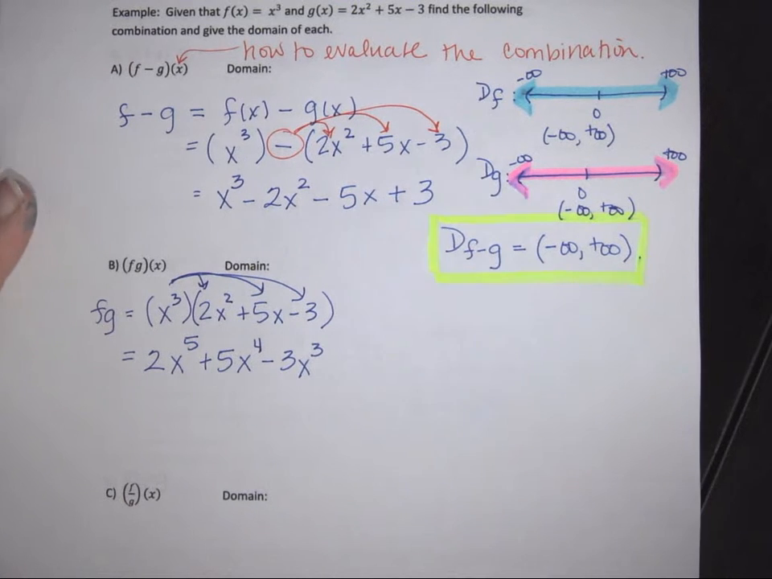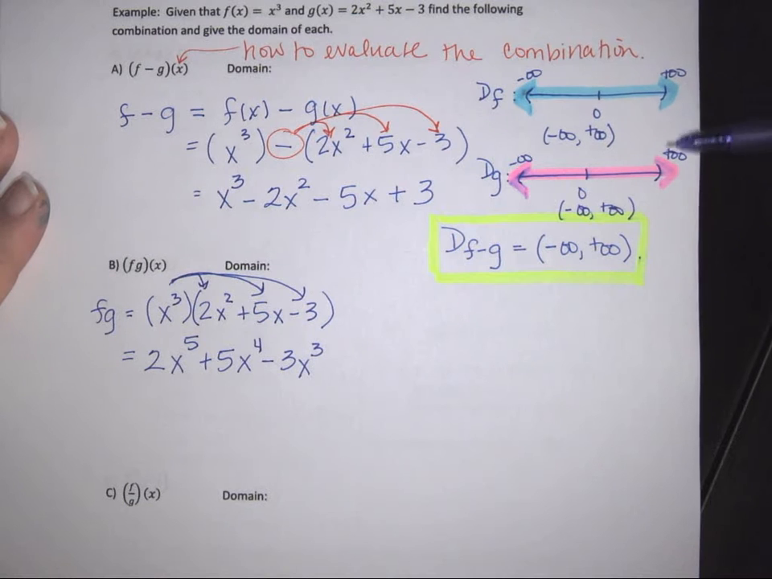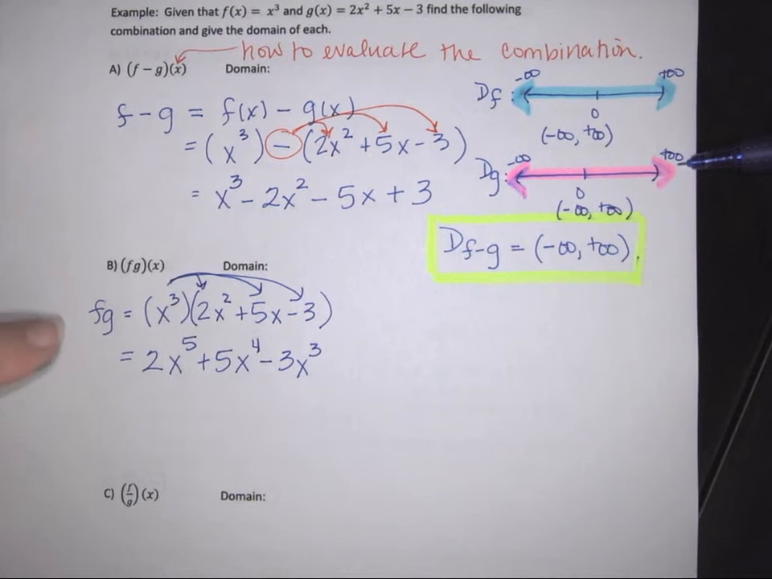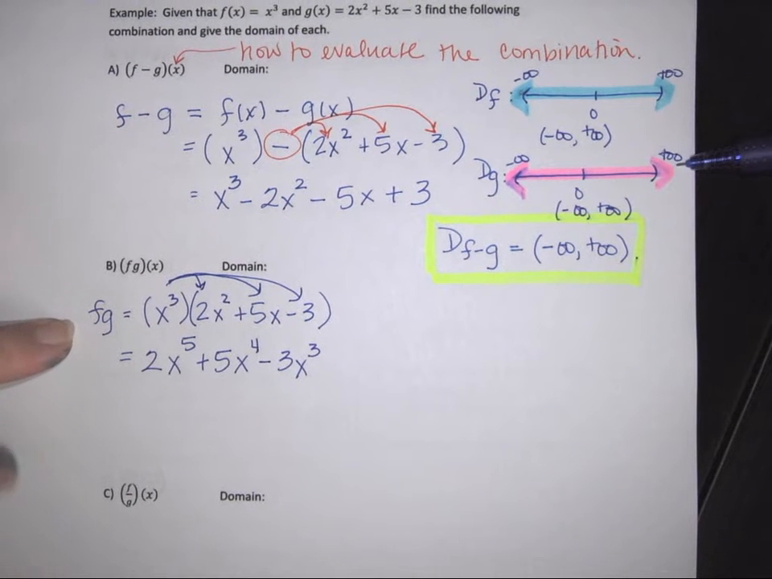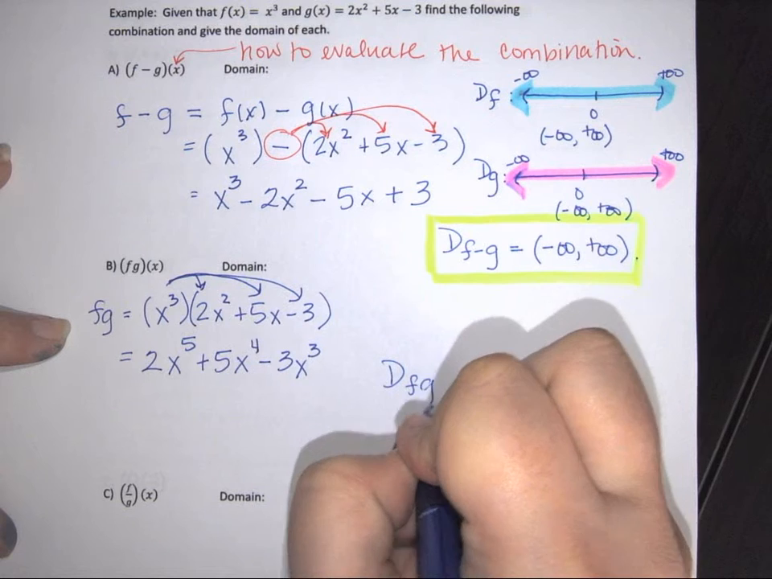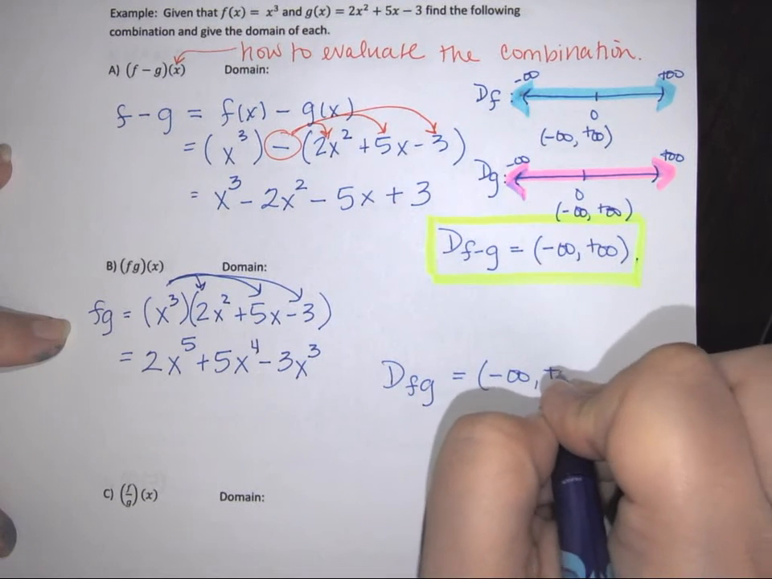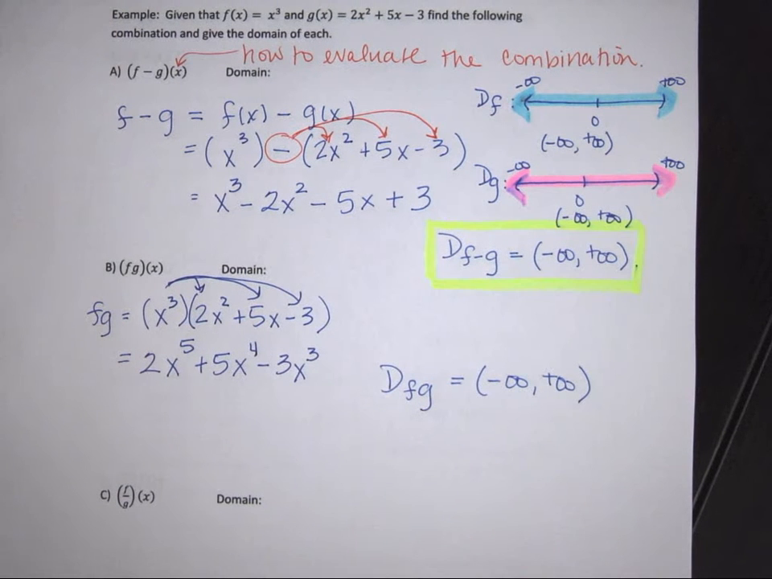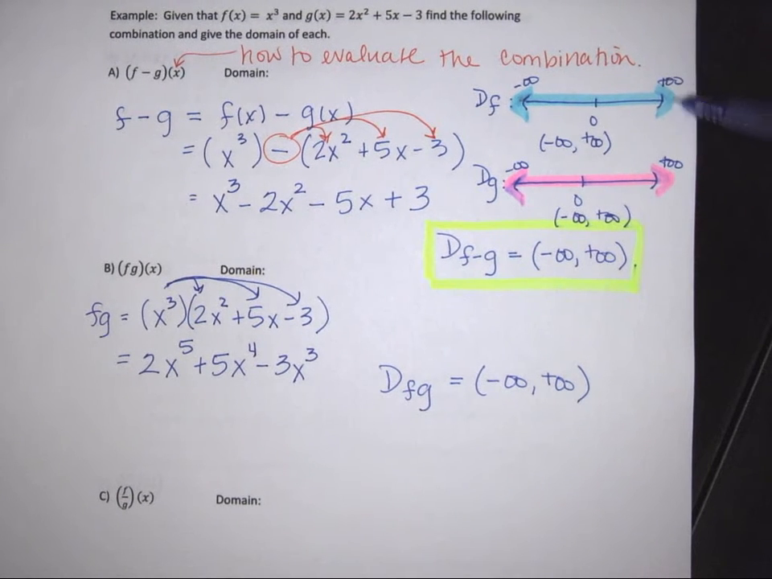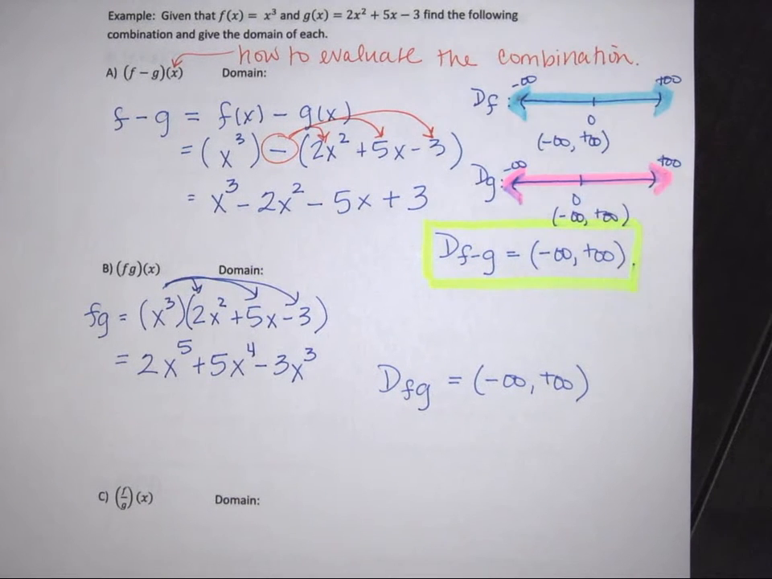Okay. Again, I have to find the domain. Well, I've already done the domain of f and g, and notice I multiplied, so I don't have any fractions to worry about yet. Therefore, my domain here of f times g is going to be the same, negative infinity to positive infinity, because it's the same overlap of f and g. Since I already did it here, I don't need to do it again.